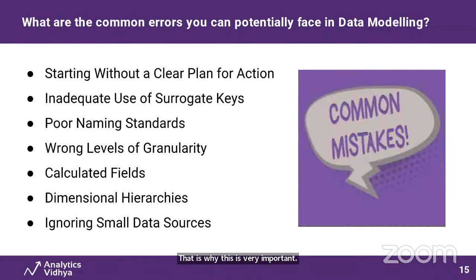Dimensional hierarchies, let's not go there, because that itself is a very different topic. Let's go to the last one: ignoring small data sources. When you have tons of data, you don't want to be missing out on level of detail either. If you have 90% of data and 10% is missing, would that really make sense in your analysis? No, right? So you need to gather each and every piece of data from each and every smaller data source.